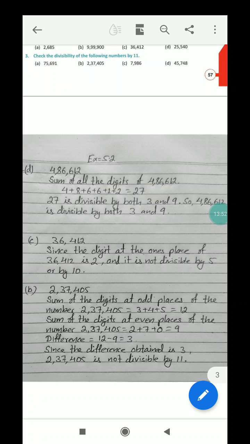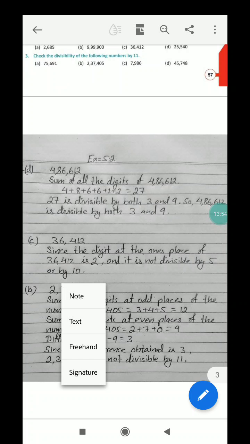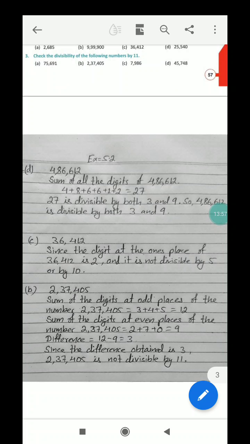Here the digit at the ones place is 2. Since the digit at the ones place of 36,412 is 2, this number is not divisible by 5 or 10, because at its ones place it is 2, not 5 or 0. If it were 5 or 0, then the number would be divisible by 5 or 10.